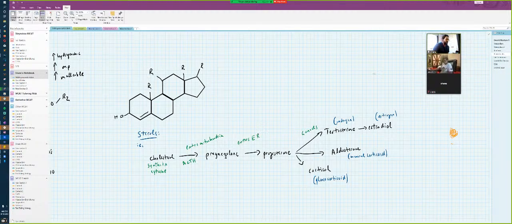So pregnenolone is formed, and then it enters the endoplasmic reticulum, where it produces progesterone. Now, from that point, progesterone is obviously important for women, but men also produce it. It's just that it doesn't stay as progesterone. From that point, it can turn into several things. It can turn into the stress hormone cortisol. You've heard of cortisol, right? That goes up when you're under stress.